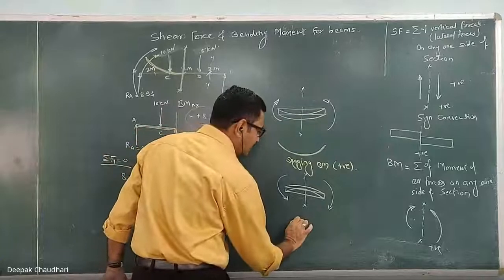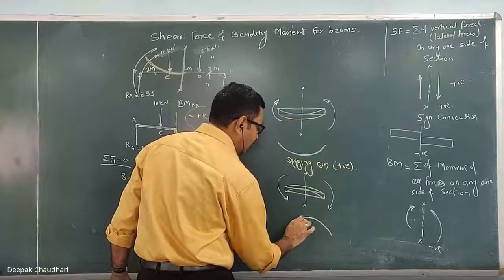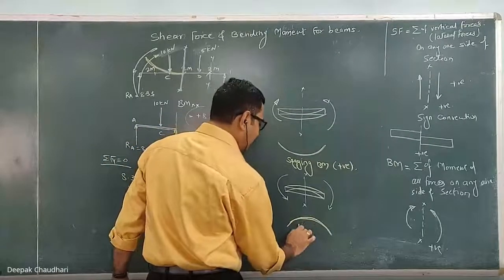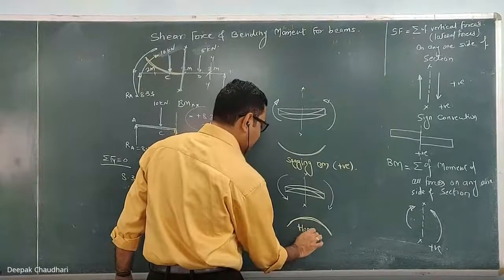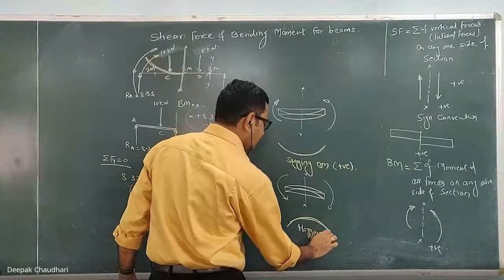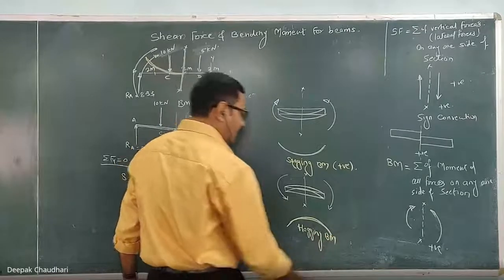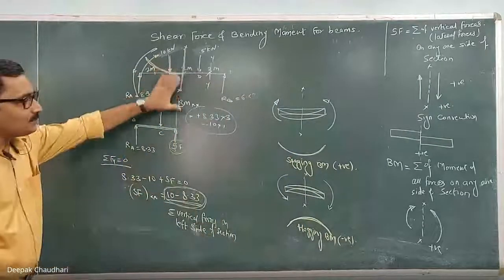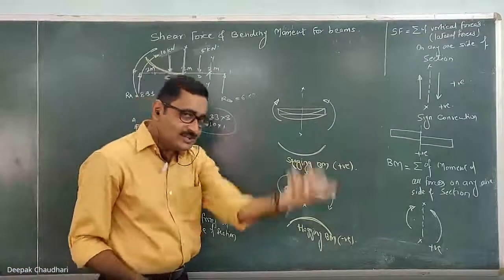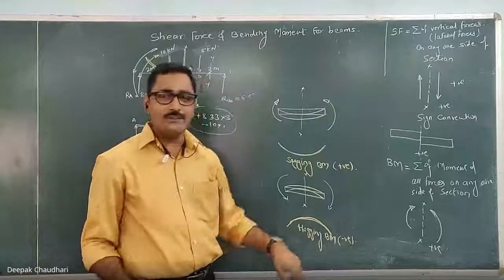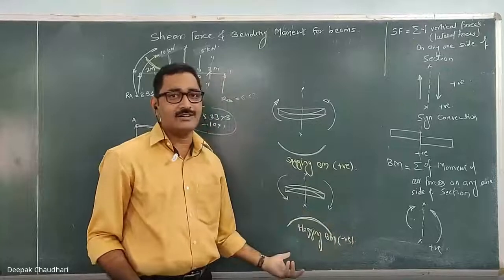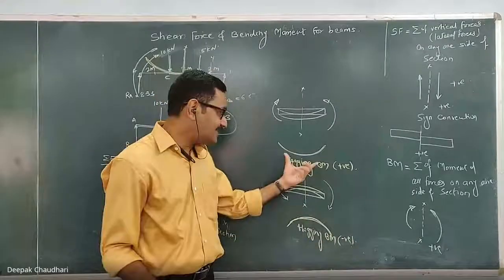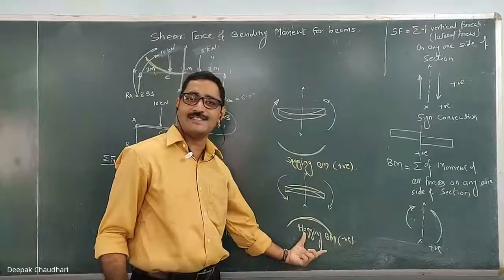Clear? So when the tendency is to bend the beam with the convex part upward, such a bending moment is known as a hogging bending moment, and the hogging bending moment is considered negative. So if any force produces a bending moment which tends to bend the beam this way, the hogging way, in which the convex is upward, this is a smiley face, and this is a sad face, you can say.